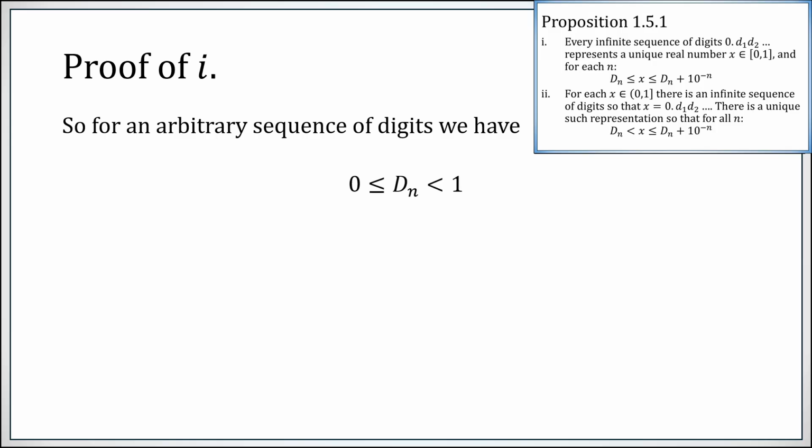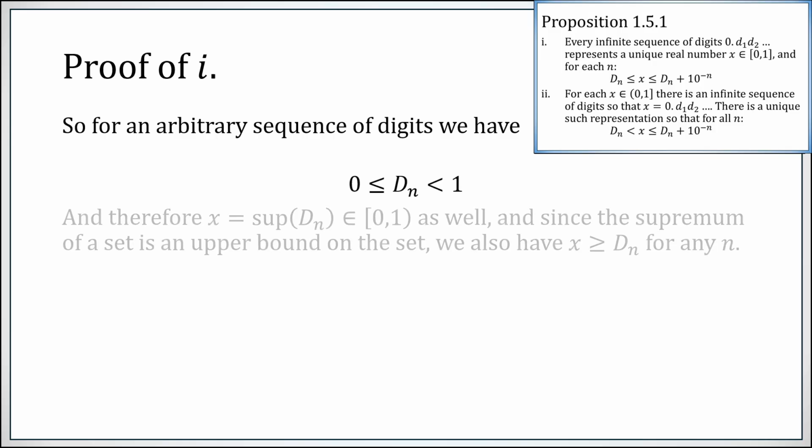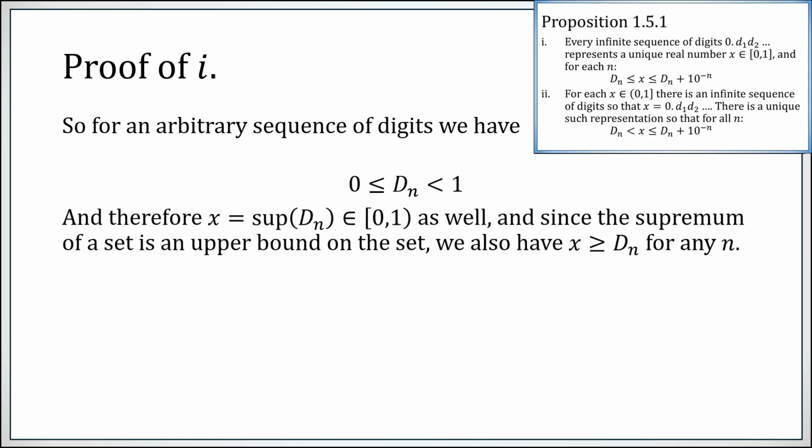So for any sequence of digits, because the truncations are between 0 and 1, they're bounded above. So there is a supremum, and that is how we defined this representation. So every infinite sequence of digits does in fact represent something. It does have a supremum. Now, since the supremum is an upper bound on the set of truncations, which are increasing, we know that the sup is bigger than or equal to every particular truncation. Okay, so that establishes this inequality here. Whatever this sup is, it's bigger than or equal to every particular one of them.